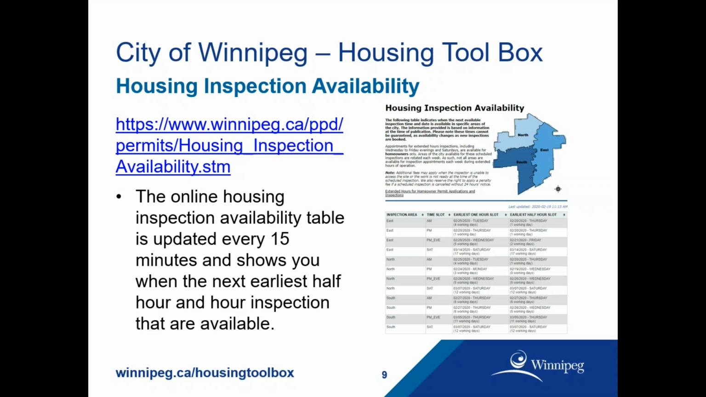With housing inspection availability, we have a web address where you can go for reference to see our availability. This website is at winnipeg.ca/ppd/permits/housing_inspection_availability.stm. This inspection availability table is updated every 15 minutes, and it shows when the next earliest half hour and hour inspection times are available. And this is respective to each area or district that we inspect: south, east, and north.